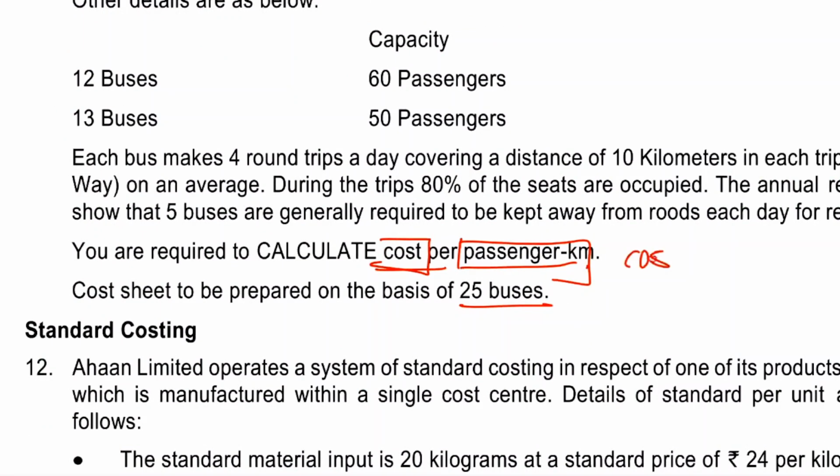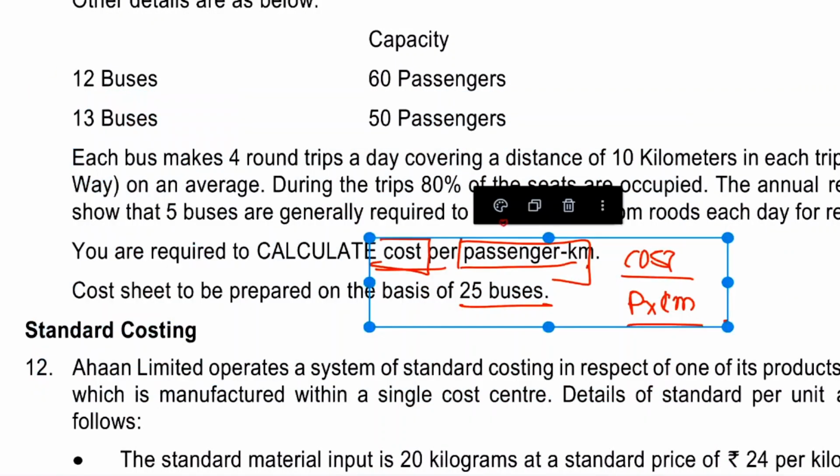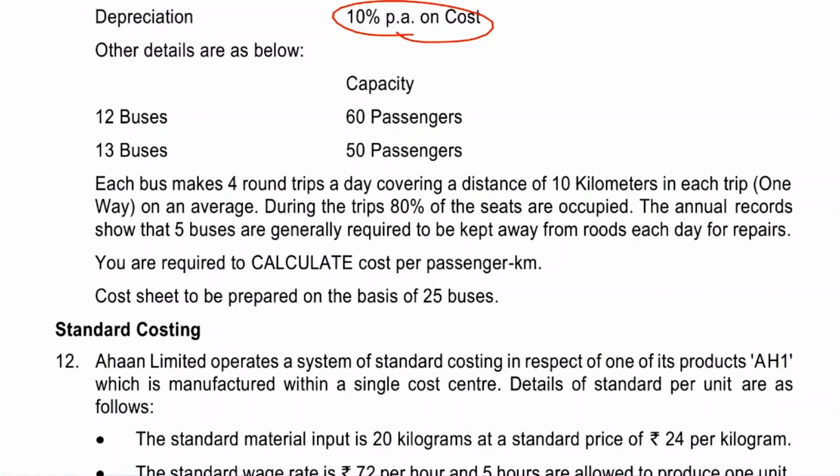Cost divided by what? Passenger kilometers. How you gonna get passenger kilometers? Passengers into kilometers. You're gonna get passenger kilometers. Okay. So if you want to scribble, you can write something. I will just write few things over here for my understanding.